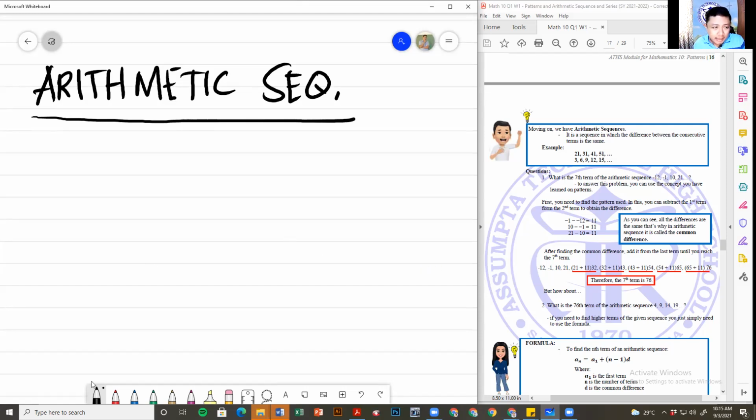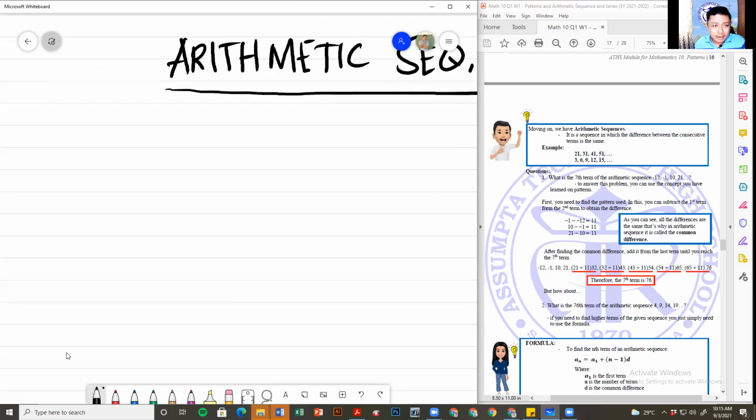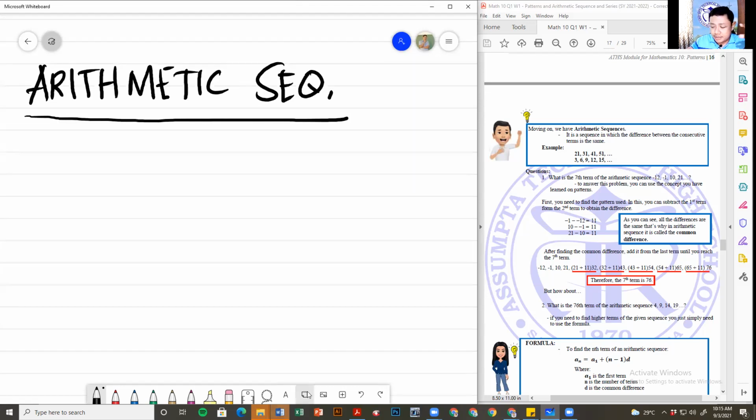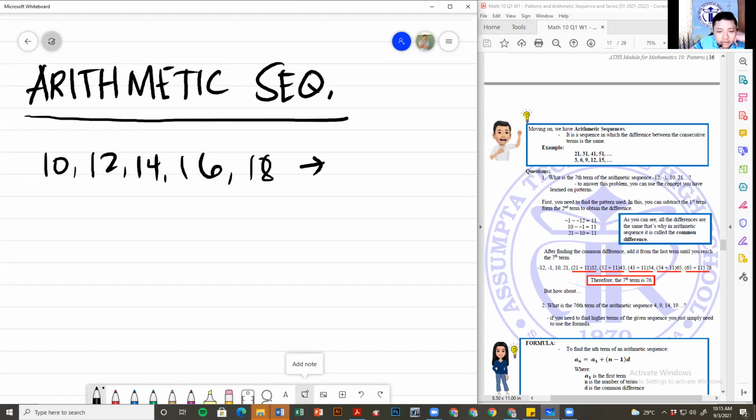Meron na tayong mga examples na ganun a while ago. So what are these numbers? For example, our first term is 10. Common difference is 2. That's 12, 14, 16, 18. That's it. The common difference is 2. You know that already. For example, we have 100.